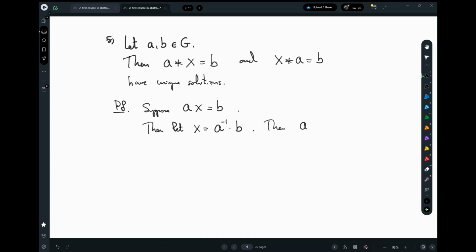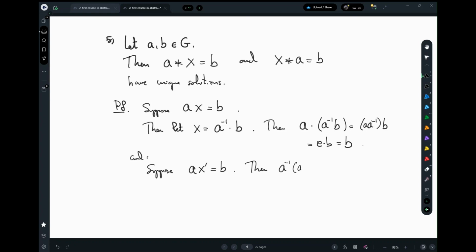Then I can check that A times A inverse times B is the same as E times B, which is B. So it works. It is a solution, and it is the unique solution, because suppose I have another solution, AX' = B. Then I can multiply by A inverse on both sides and simplify this to A inverse A X', which is EX', which is X'. So X' is the same as X, and therefore X is equal to X', and there is only one solution.